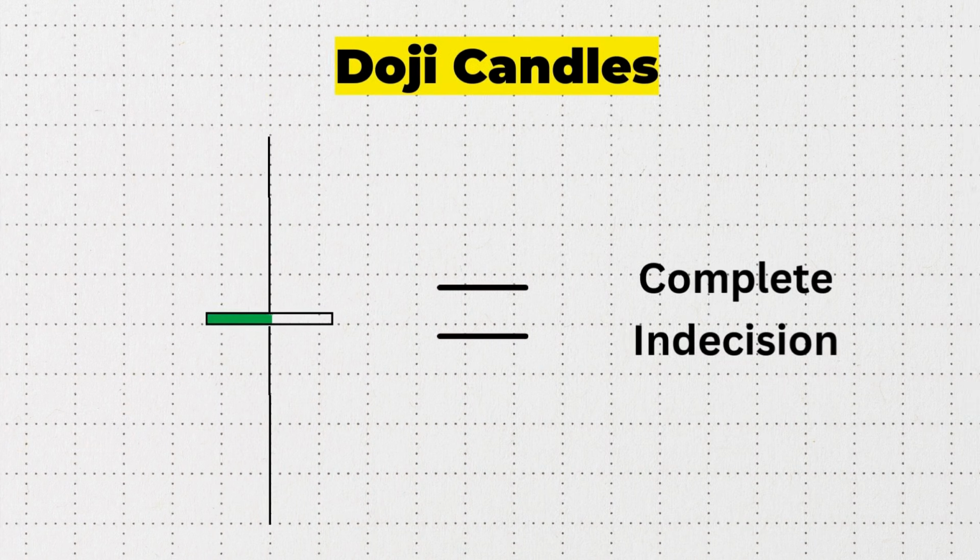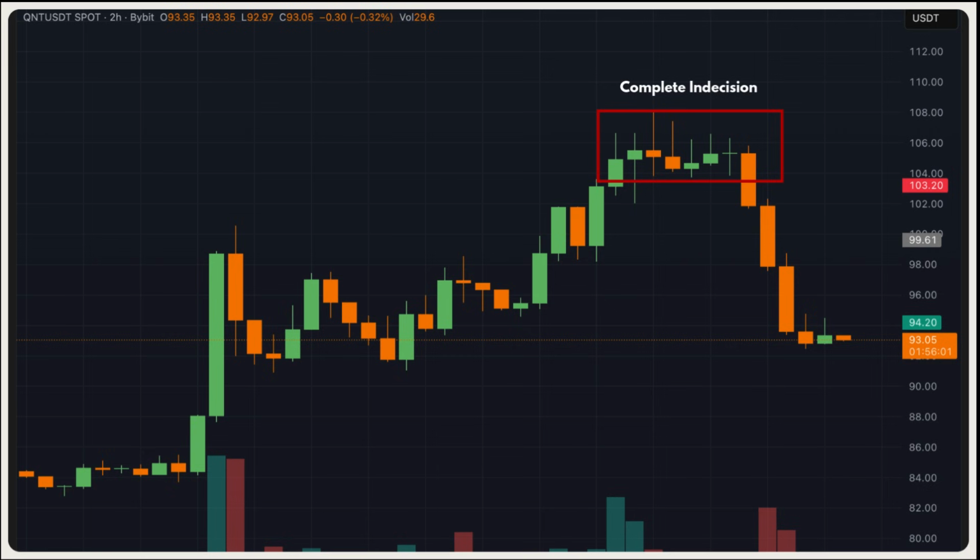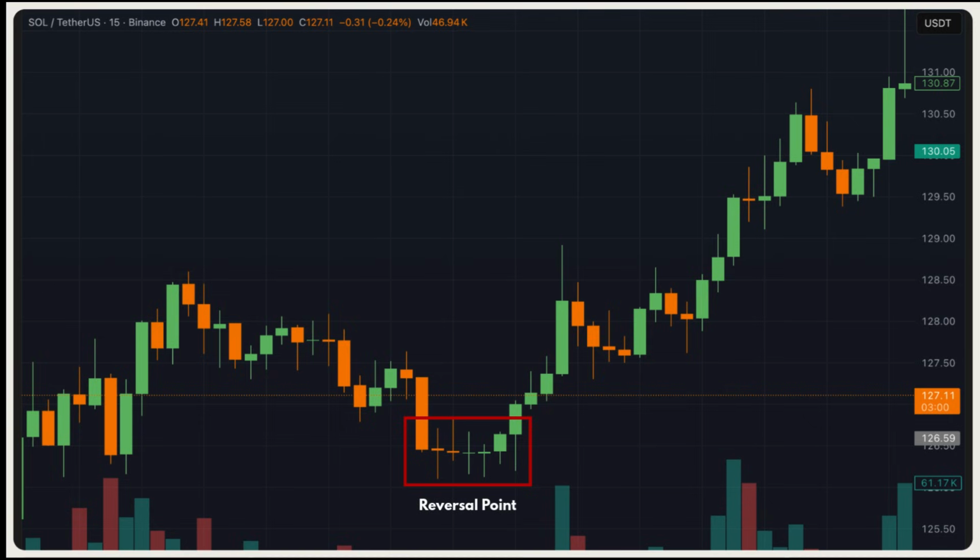And finally, we have doji candles. Candles with almost no body at all, meaning the open and close are nearly the same. A doji reflects complete indecision, where both sides pushed hard but ended up right back where they started.